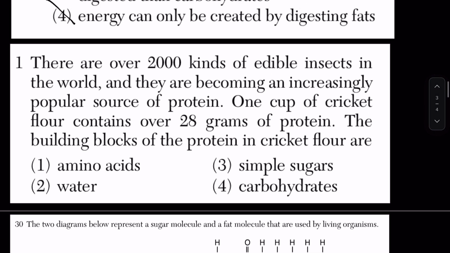And 2 more questions. So the next is from the very first question. There are over 2,000 kinds of edible insects in the world, and they are becoming an increasingly popular source of protein. 1 cup of cricket flour contains over 28 grams of protein. The building blocks of the protein in cricket flour are... So this is basically just asking us straight up, what are the building blocks or monomers of proteins? So we would just have to remember that amino acids build up proteins. Water is not a monomer. Simple sugars make carbohydrates, and carbohydrates are the large polymer.